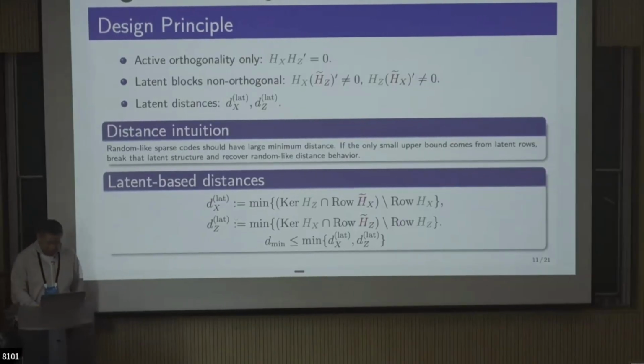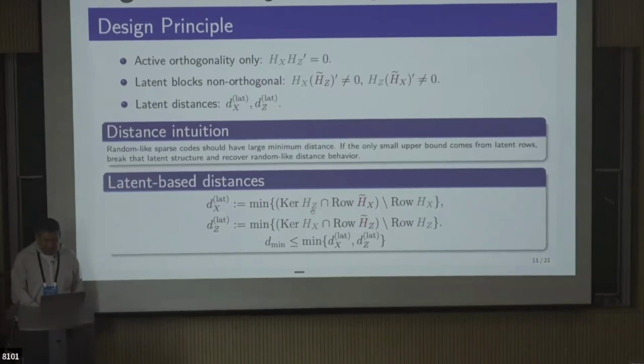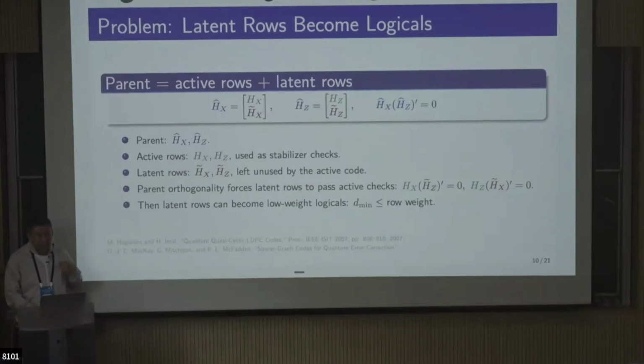It is a restricted measurement, where this latent minimum distance measures the minimum weight restricted to the row space from the latent rows. If you exclude this part, it is identical to the normal minimum distance definition. The active parity matrix is sort of like excluding the negation of the latent distance.